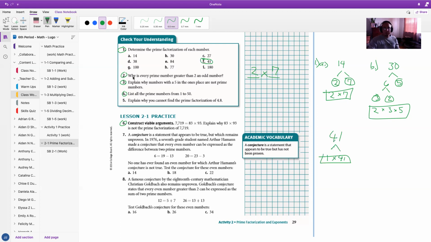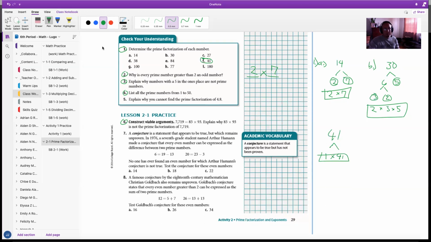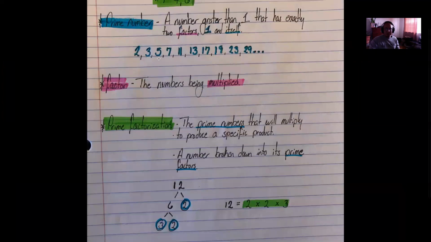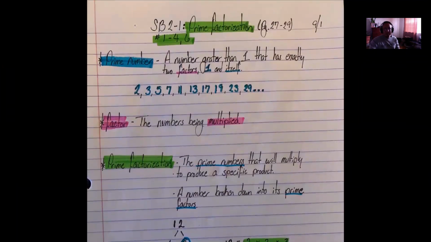Okay, number 2, why is every prime number greater than 2 an odd number? Well, consider the list of prime numbers that we did here. We said that 2 is the smallest prime number. That's true, but it's the only even prime number. All the rest, 3, 5, 7, 11, 13, 17, 19, 23, 29, 31, 37, etc., all the way going up to infinity, all of the prime numbers are odd.